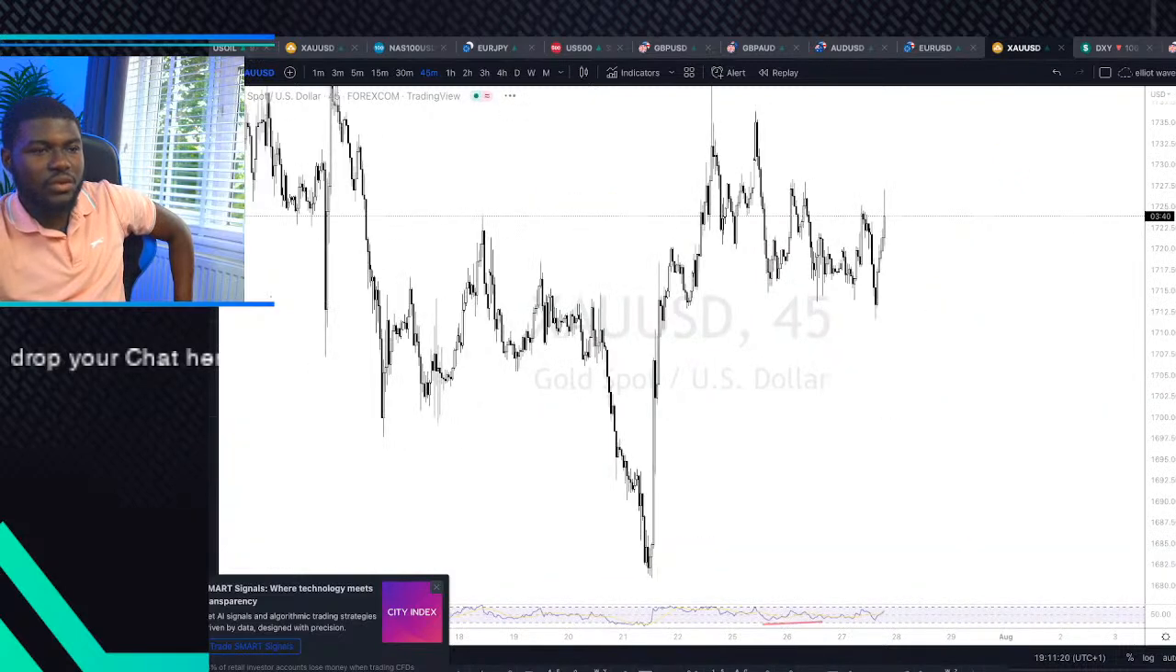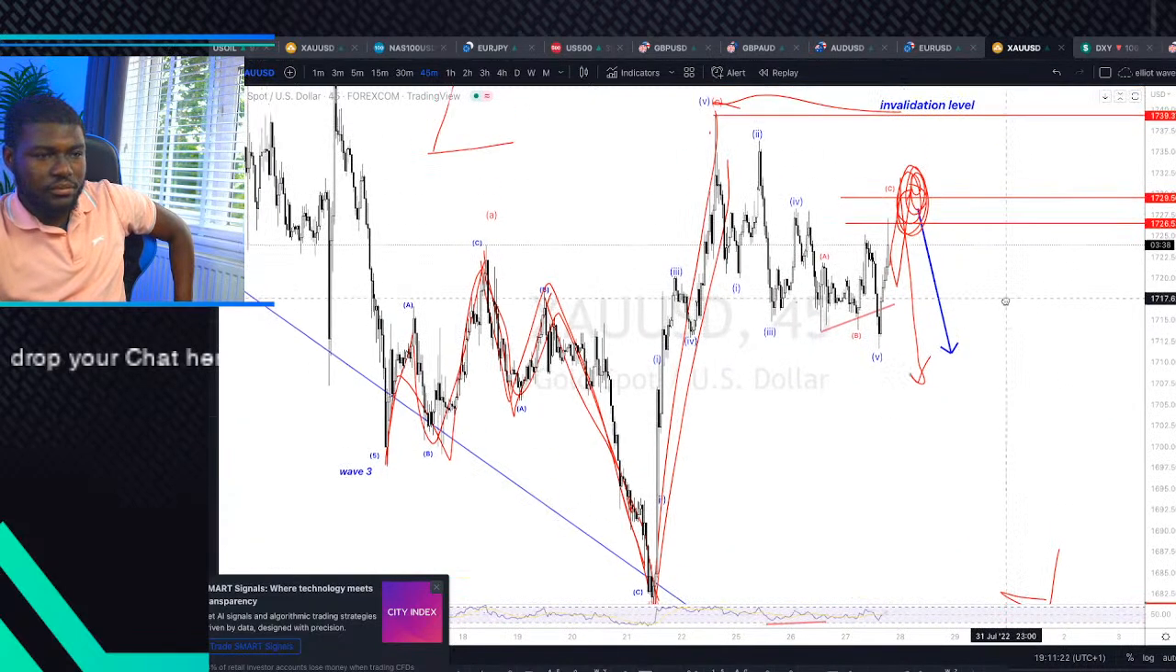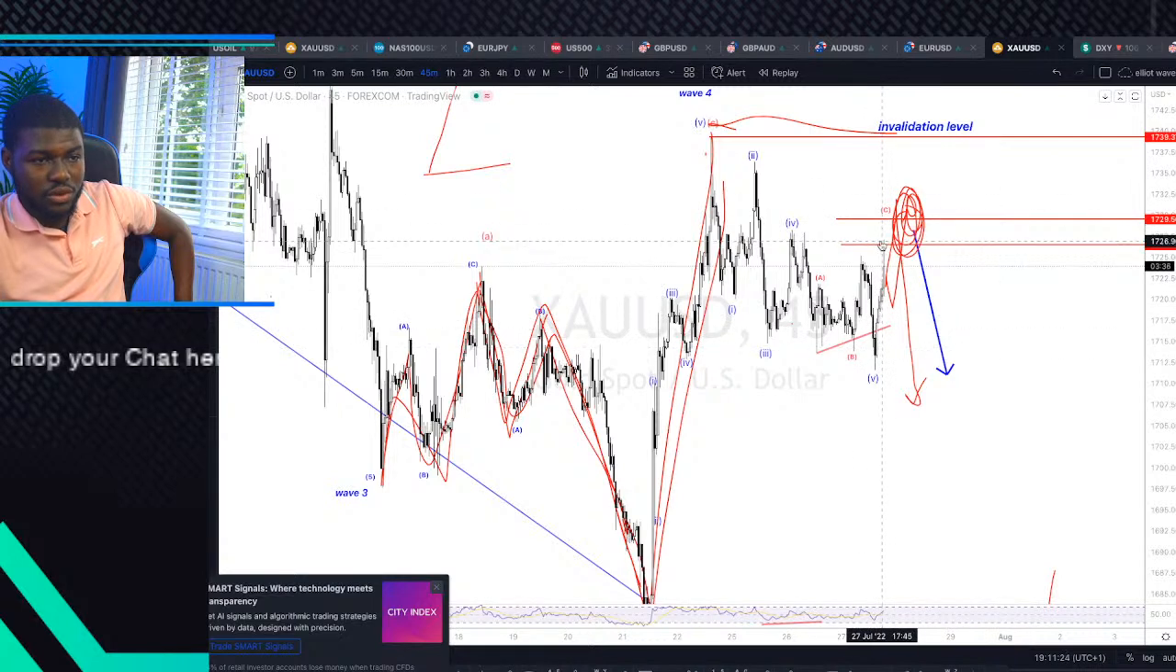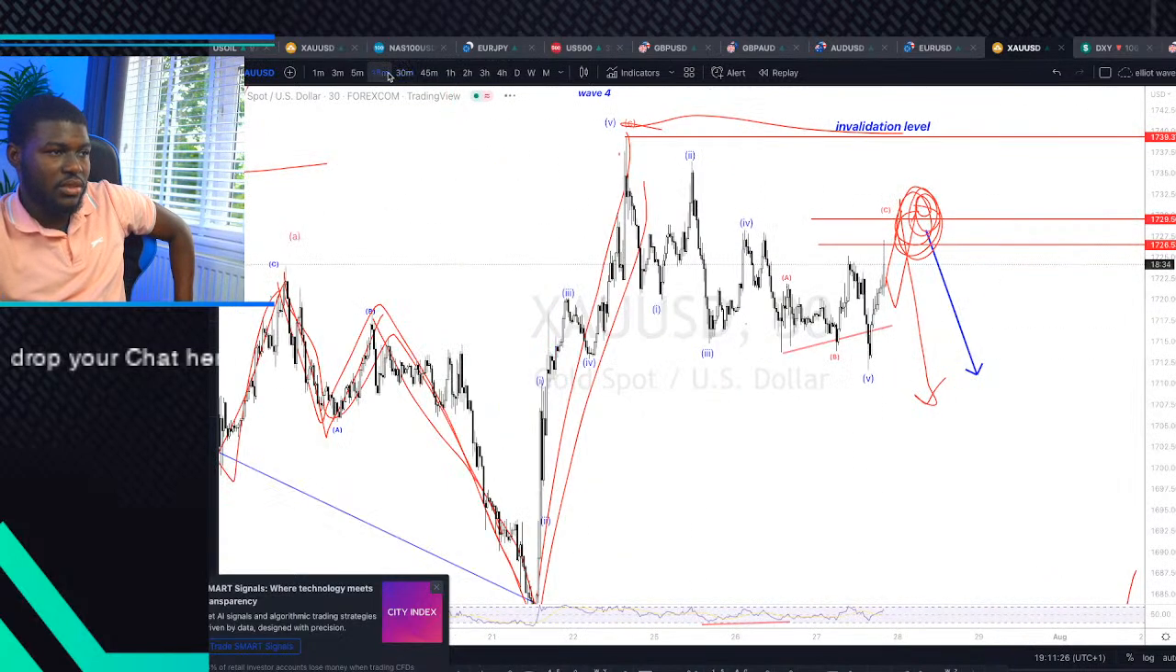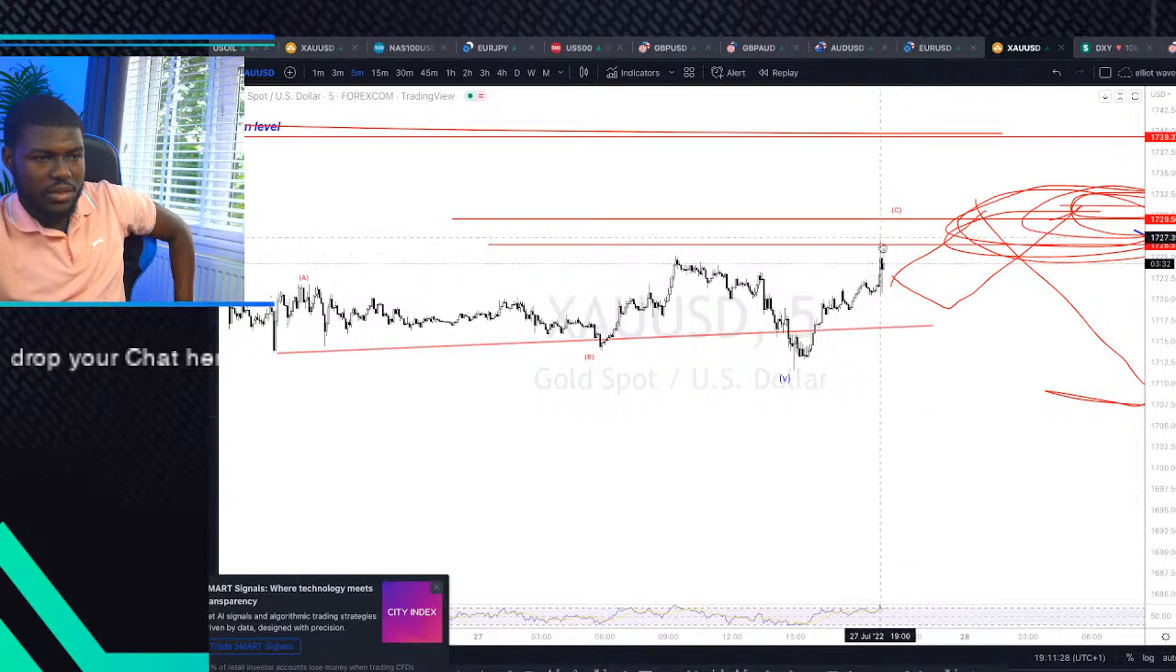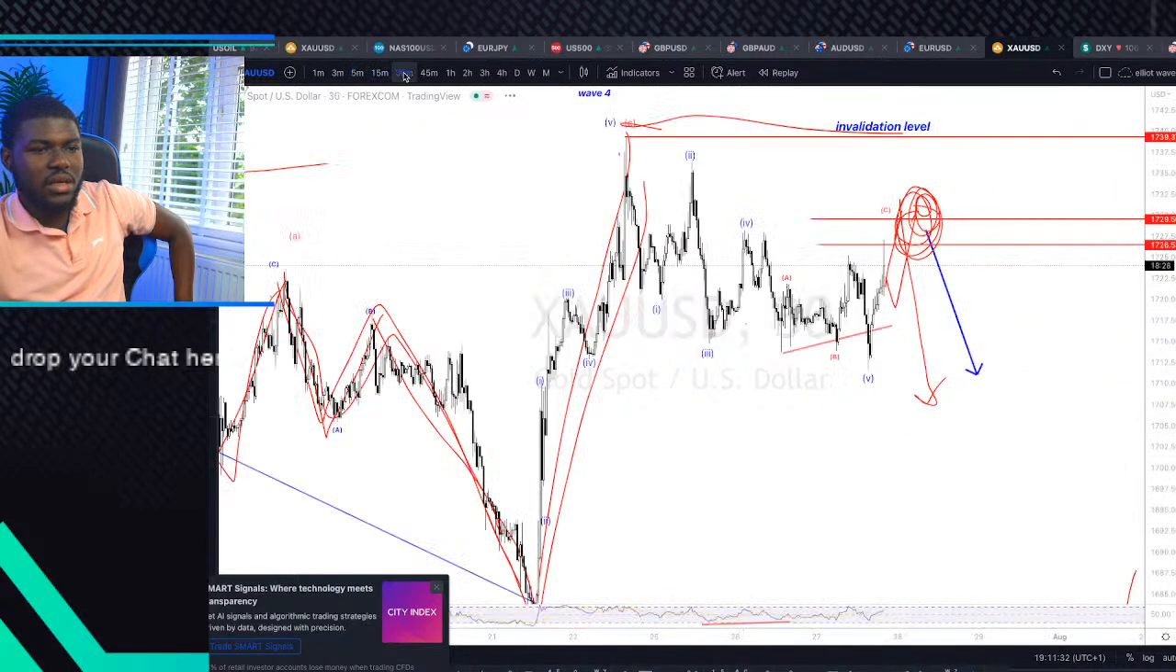As for gold, I anticipated that it's going to push up to this price region, and that's what it did. Then it's doing that, as if it's retracing now. But let's see how it goes. I'm going to update you guys tomorrow morning.